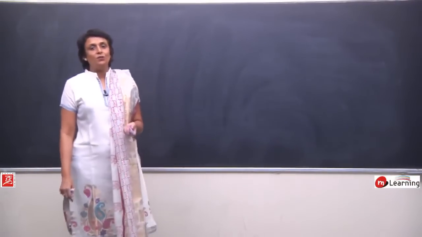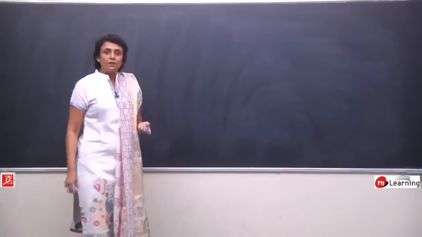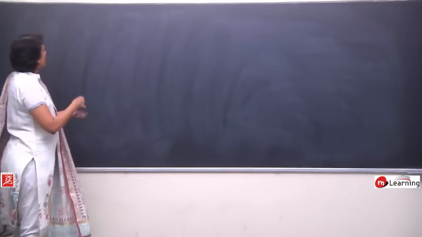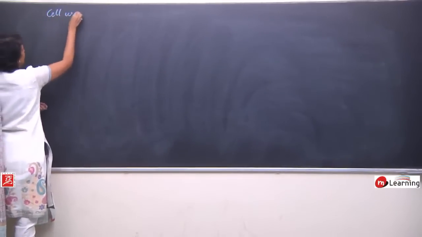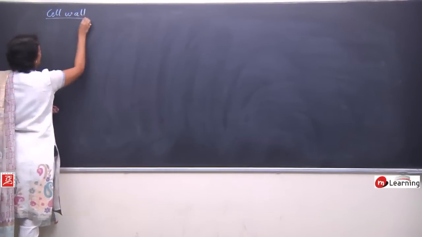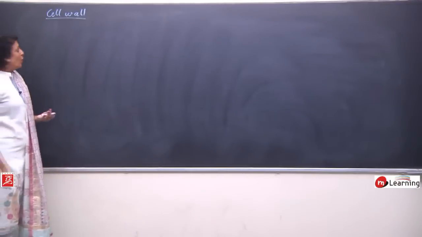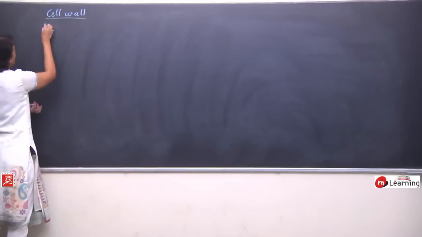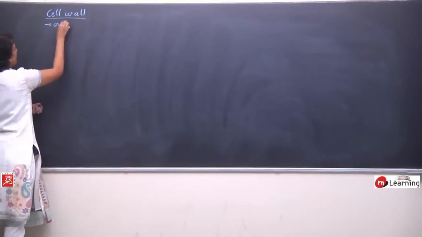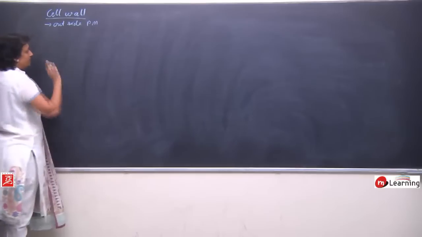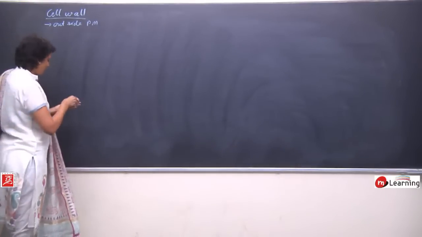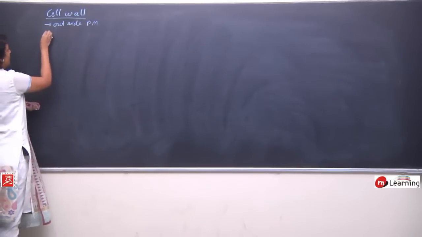Hi, this is Neela Bakure again. In this particular segment, we are going to be talking about the cell wall. The cell wall is outside the plasma membrane. It's an external layer outside the plasma membrane.